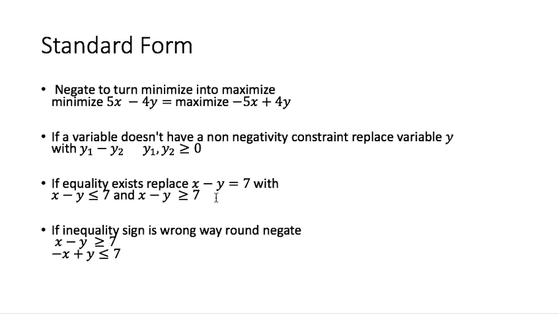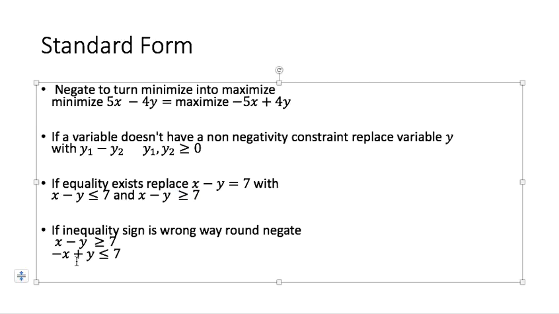If an equality exists, so you have x minus y equals 7, you simply replace that equality with two inequalities. x minus y is less than or equal to 7, and x minus y is greater than or equal to 7. And if your inequality sign is the wrong way around, you just negate it again. So x minus y is greater than or equal to 7, like we've got here. You simply negate it, and you get minus x plus y is less than or equal to 7.